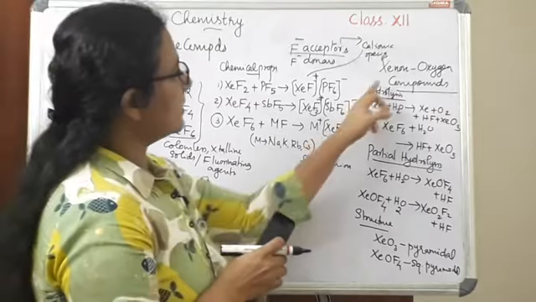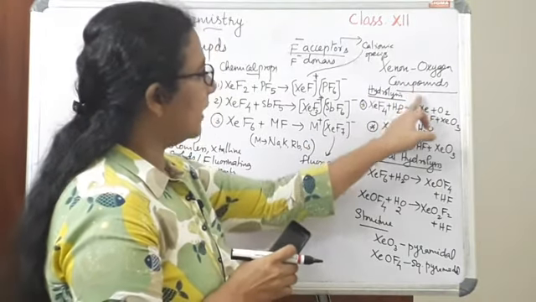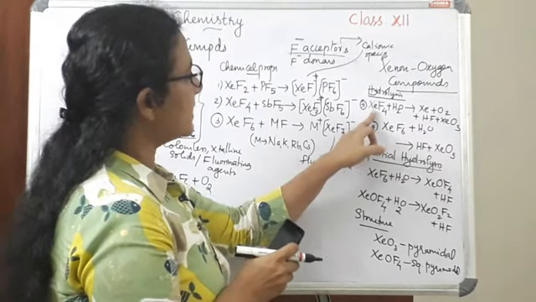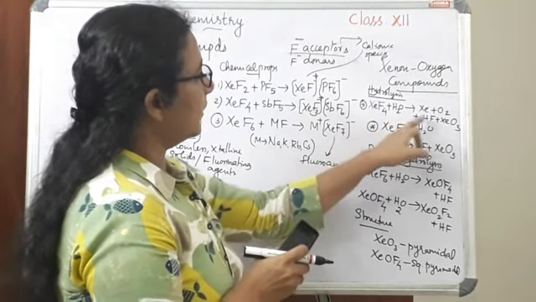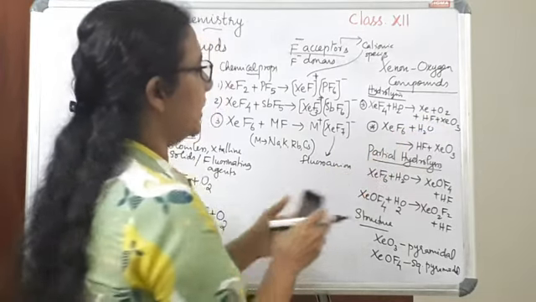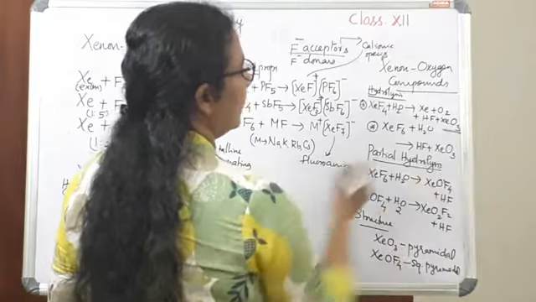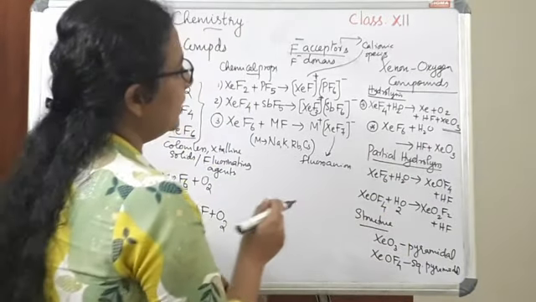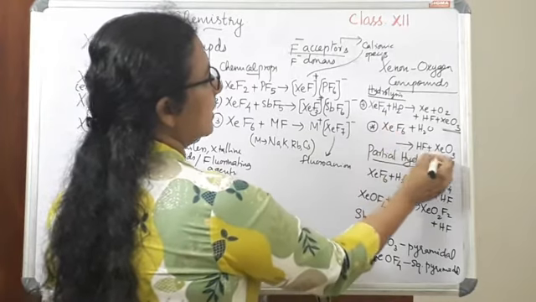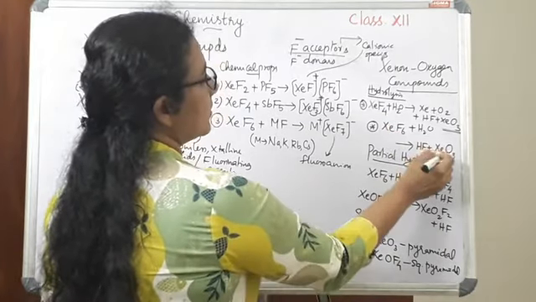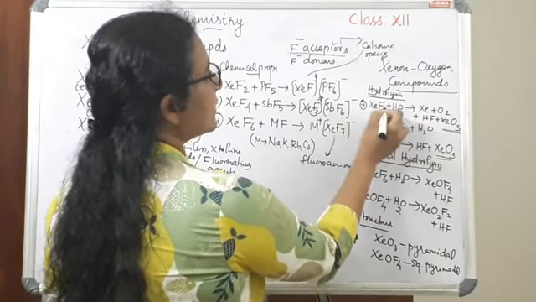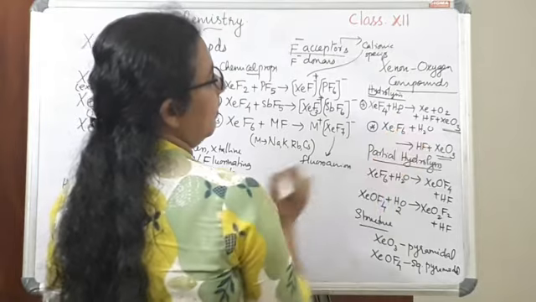Now let's see xenon oxygen compounds. They are prepared by the hydrolysis of xenon fluorine compounds. XeF4 plus H2O gives Xe plus O2 plus HF plus XeO3. So this is a xenon oxygen compound. Then comes another preparation, XeF6 plus H2O, that is also hydrolysis. Here XeO3 is formed. So xenon oxygen compounds are prepared by the hydrolysis of xenon fluorine compounds.